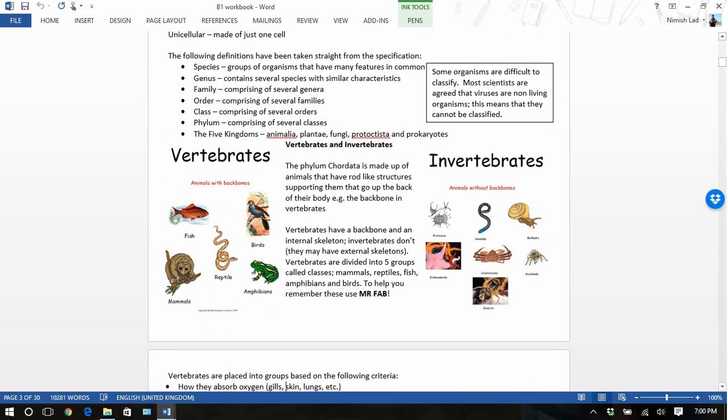The phylum Chordata is made of 2 main areas, vertebrates and invertebrates. So we've got 2 main groups of animals: those with a backbone and those without. Those with a backbone, an internal skeleton, are called vertebrates, and those without a backbone are called invertebrates. Vertebrates are divided into 5 groups called classes. So you've got mammals, reptiles, fish, amphibians, and birds. Those are the classes that make up vertebrates.